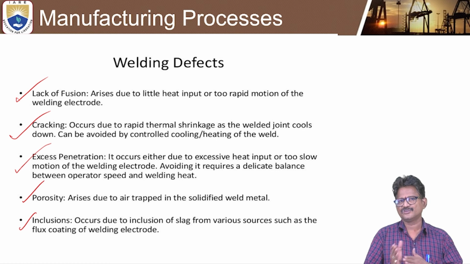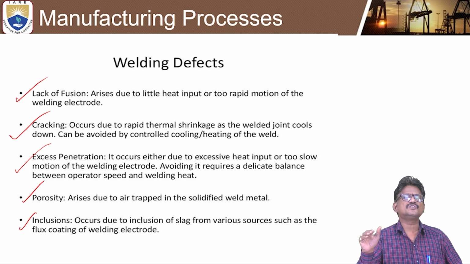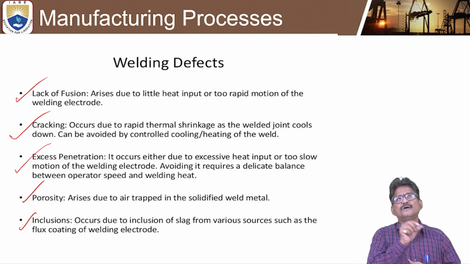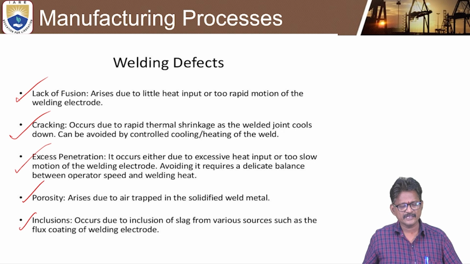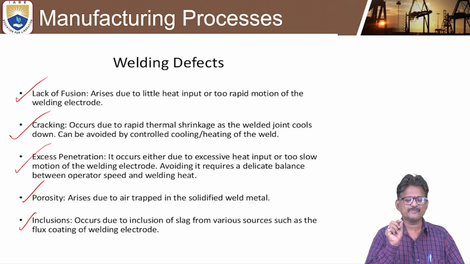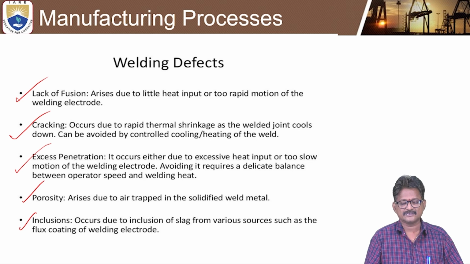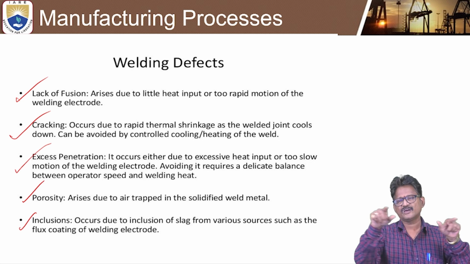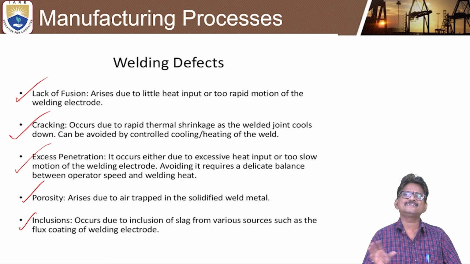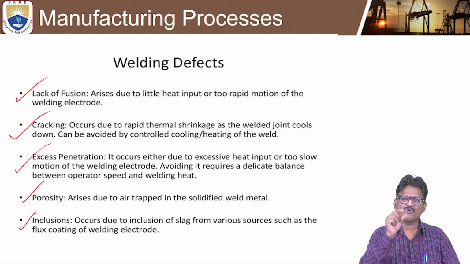For each defect there is a solution also. For lack of fusion, you need to maintain the proper heat input and uniform motion. When cracking occurs, you need to maintain heating and cooling properly for the required materials, such as ferrous materials: how much heat should be maintained and how much cooling. For penetration also, there is a balance between the operator speed and the electrode. For porosity, the place is also very important. You should enclose the work in a box, some square shape can be used, to eliminate dust particles and air particles, in order to avoid air trapping.